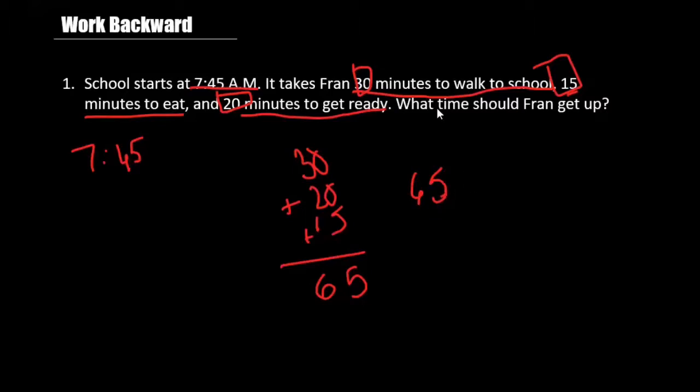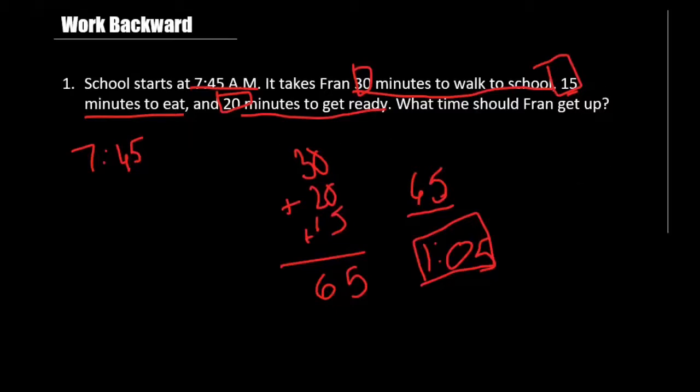And I hope you know how many minutes an hour is. If you don't, an hour is 60 minutes, but this is 65 minutes. So that basically means 65 minutes is an hour and 5 minutes. That's how long it takes him to walk to school, eat, and get ready.